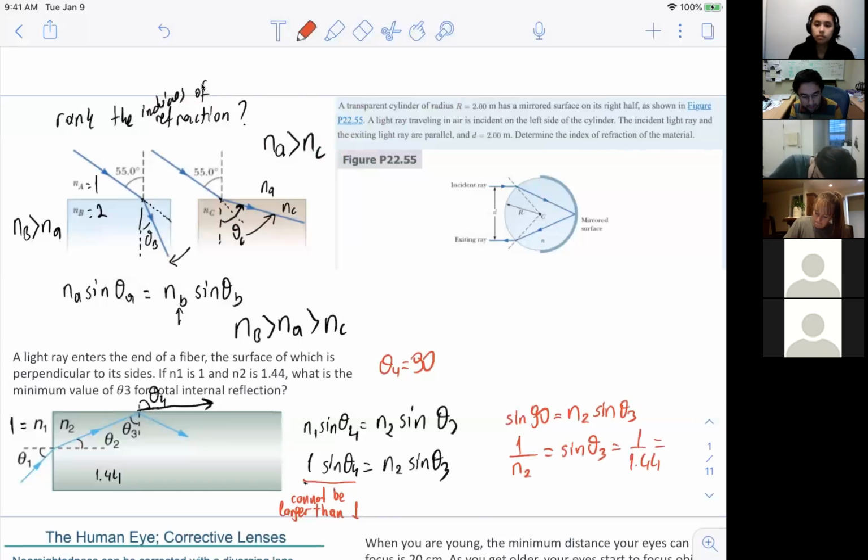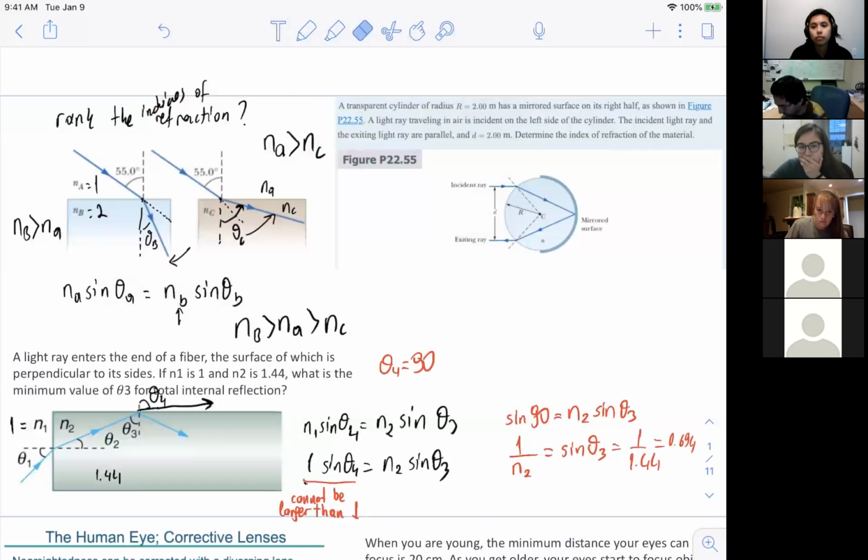So which is 1.44. It's going to be 0.694. Okay. But we are not done yet. We need to find the value of the angle. Right now, we found the sine of that angle. So what you need to do is use an inverse sine function. If you haven't used it, it's a trigonometric function. You have to use your calculator.